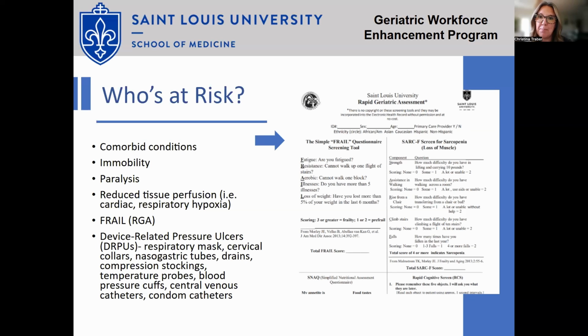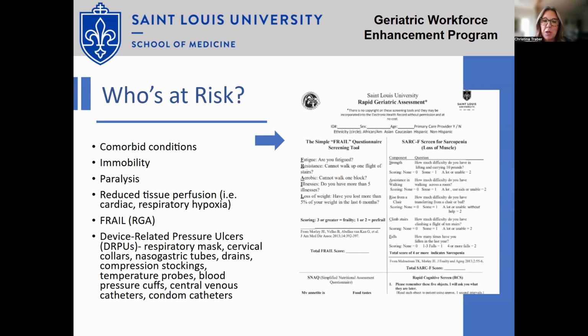So I'm sure you've heard, but I'm going to repeat the St. Louis University Rapid Geriatric Assessment. And part of that is the FRAIL screening tool, and that's looking at frailty. And we know that people that are frail, who have had issues with mobility and also loss of weight, are more prone to having skin conditions.